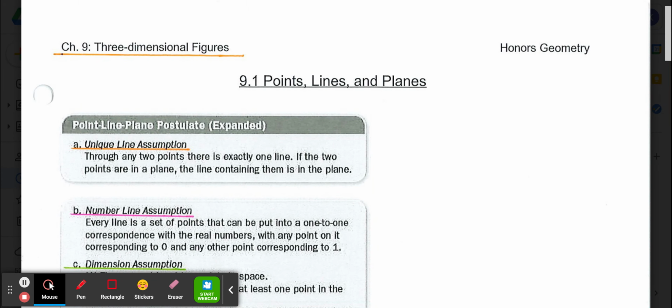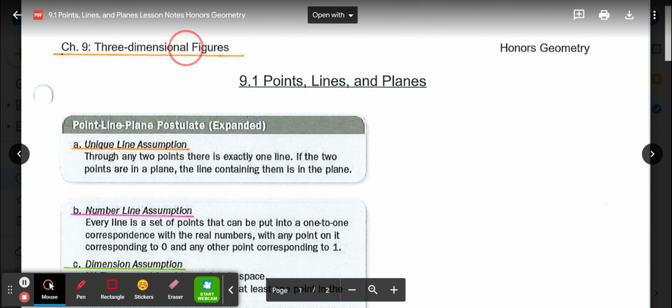Welcome to lesson 9.1, Points, Lines, and Planes. Before we get into today's lesson, which builds off of some postulates and assumptions we've already used, and then gets into some new three-dimensional rules, what we want to keep in mind is all of chapter 9 relates to three-dimensional figures. We've already worked a lot with two-dimensional figures on coordinate planes and doing our different transformations. Now we're moving into the three-dimensional figures.